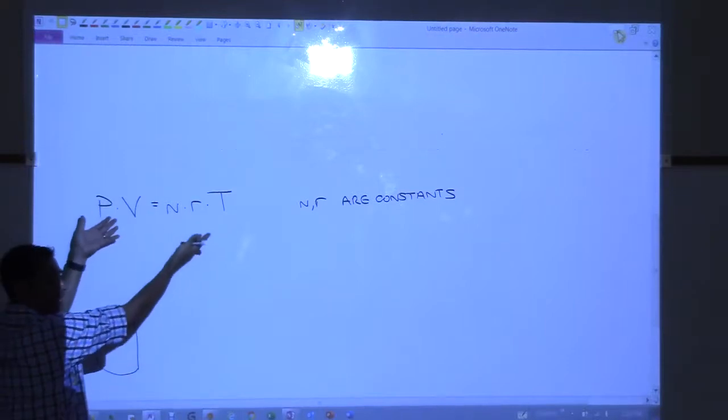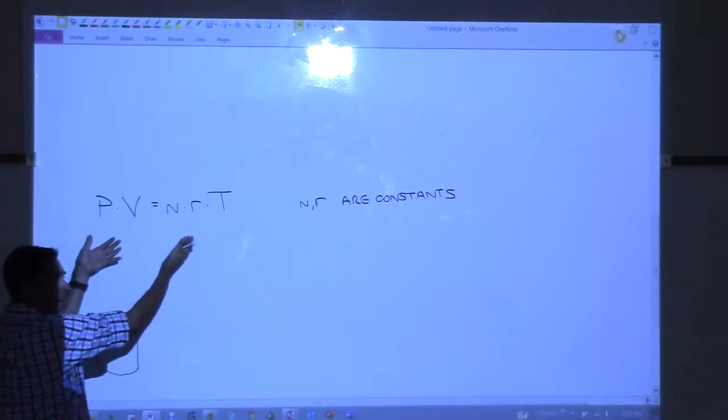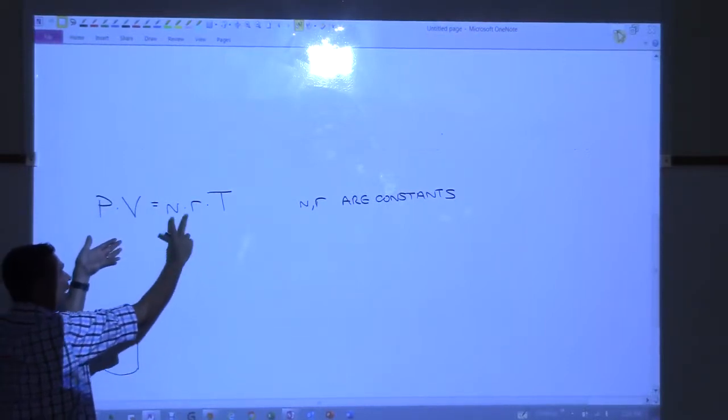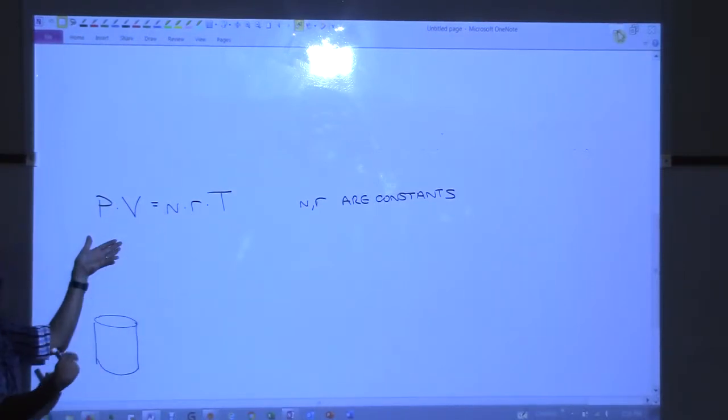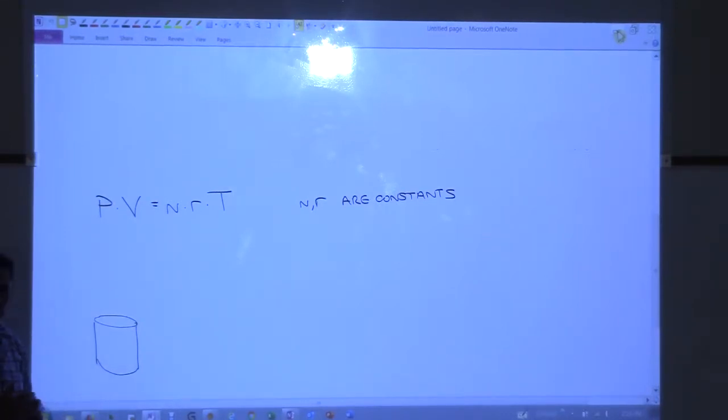And if this has to maintain equality, if the left side drops, that side has to drop. And if you can't control these two, the only thing that can happen is what? Temperature has to drop, right? So you actually see this.